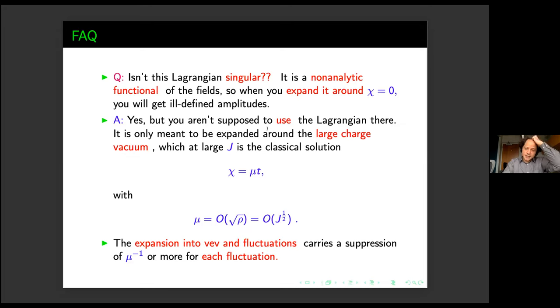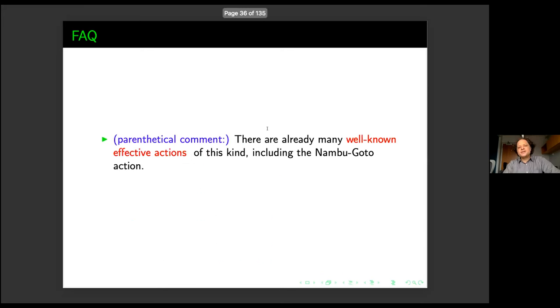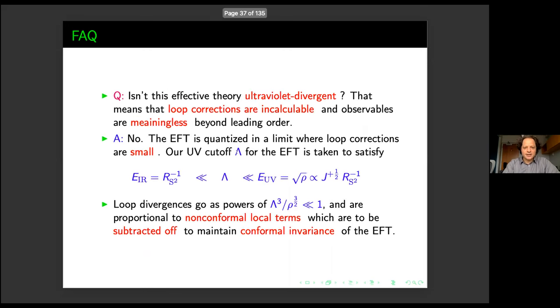Then the expansion into fluctuations carries a suppression of mu to the minus one or more for each fluctuation, which means J to the minus 1/2 or more for each fluctuation. So there's nothing singular about expanding the action around the large charge vacuum. And I should say that the Nambu-Goto action is also of this kind. So there's nothing very exotic about it.